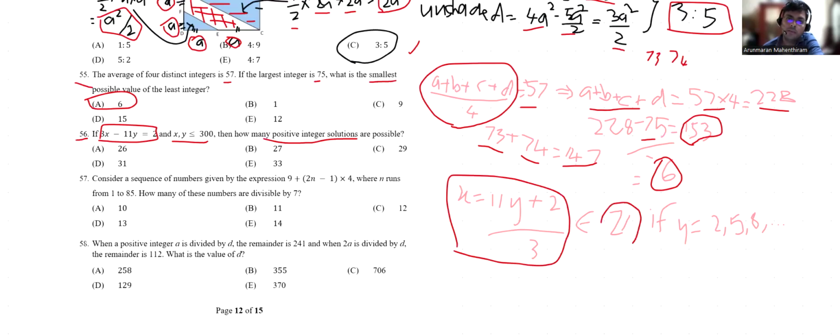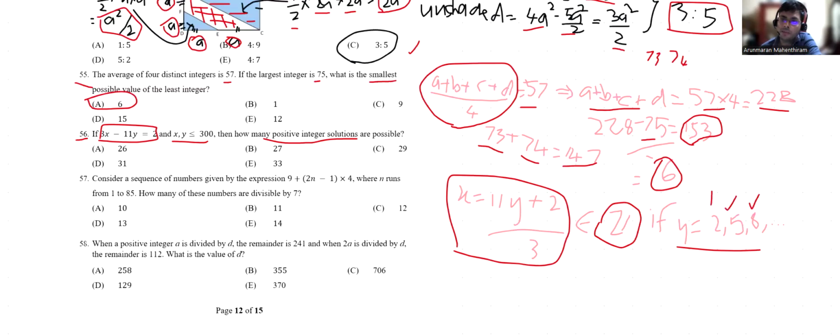If you take y equal to 1, 11 plus 2 is 13, by 3 is not an integer because 13 is not divisible by 3. When we put y equal to 2, 11 into 2 is 22 plus 2, 24, by 3 is 8. So y is equal to 2. Then the next possible values for the integers are y equal to 5, y equal to 8. Every value is added by 3 here.